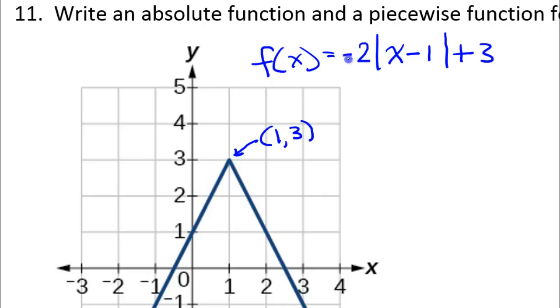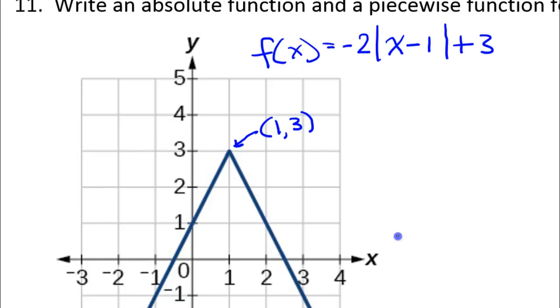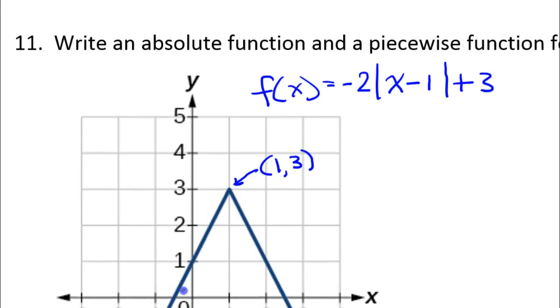And you can definitely catch the fact that it's a negative, besides the fact that the right-hand side is going down 2 over 1. Maybe you accidentally looked at the left-hand side and you thought it was going up 2 over 1. But just remember, if the overall v is upside down, you know it's going to be a negative number in the front. Okay, so that's the absolute value function.